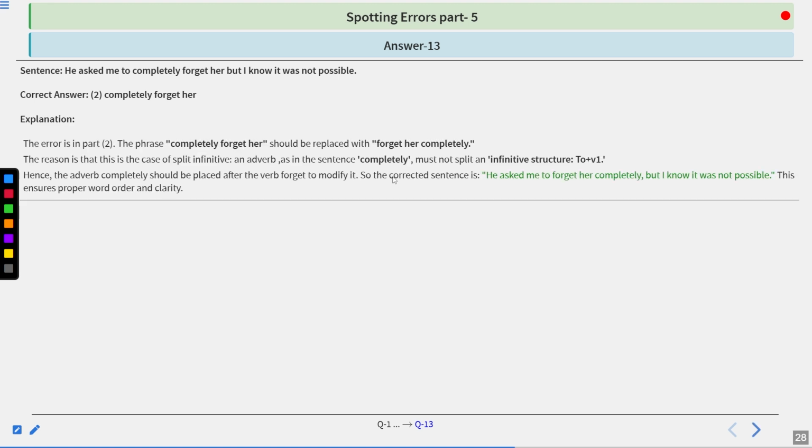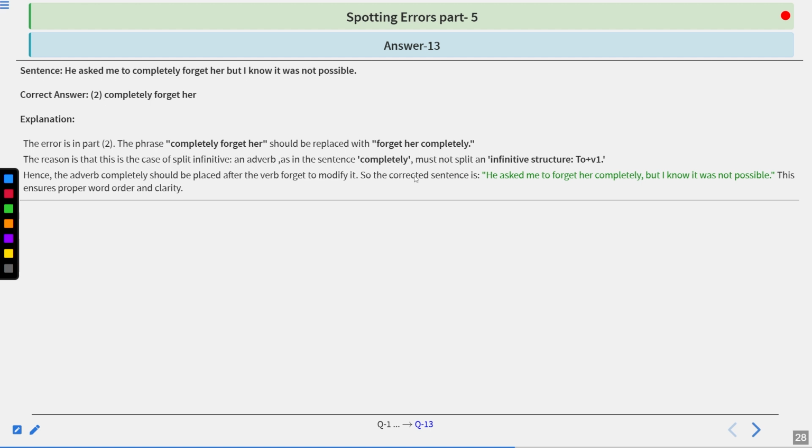The error is in part 2. The phrase "completely forgot her" should be replaced with "forget her completely". The reason is that this is the case of split infinitive. An adverb, as in the sentence "completely", must not split an infinitive structure, to plus V1. Hence, the adverb "completely" should be placed after the verb "forget" to modify it.